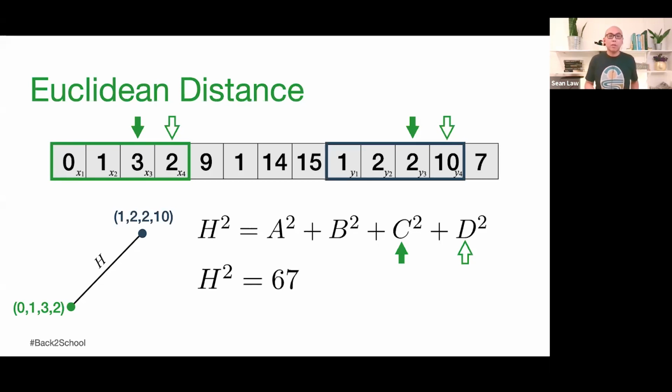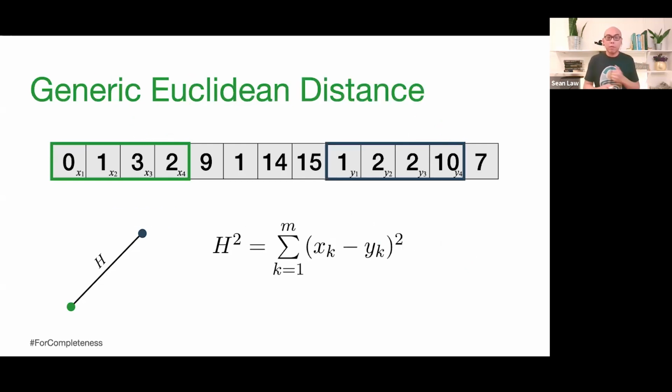And when you're plugging in your numbers, you'll see that the distance between these two subsequences is square root of 67, right? And then more generically, for those who are mathematically inclined, this is the generic formula for computing the distance between two subsequences of the same length m. So this xk corresponds to one of the elements in your green subsequence. Yk corresponds to one of the elements in your blue subsequence. And then as you're going from k equals 1 through m, subtracting and squaring them, it's just running across the subsequences. And you can compute this distance between any two pairs of subsequences.